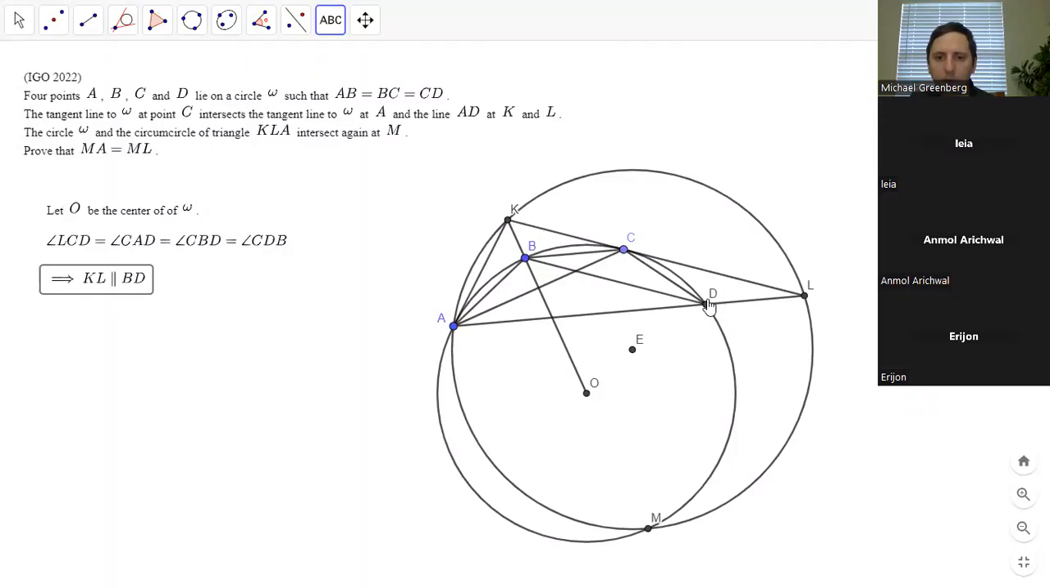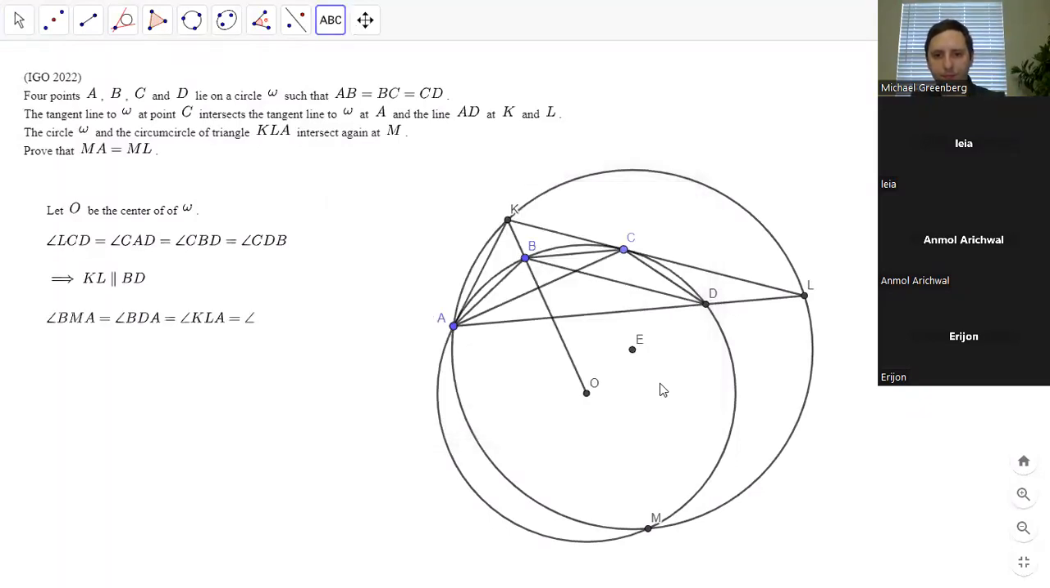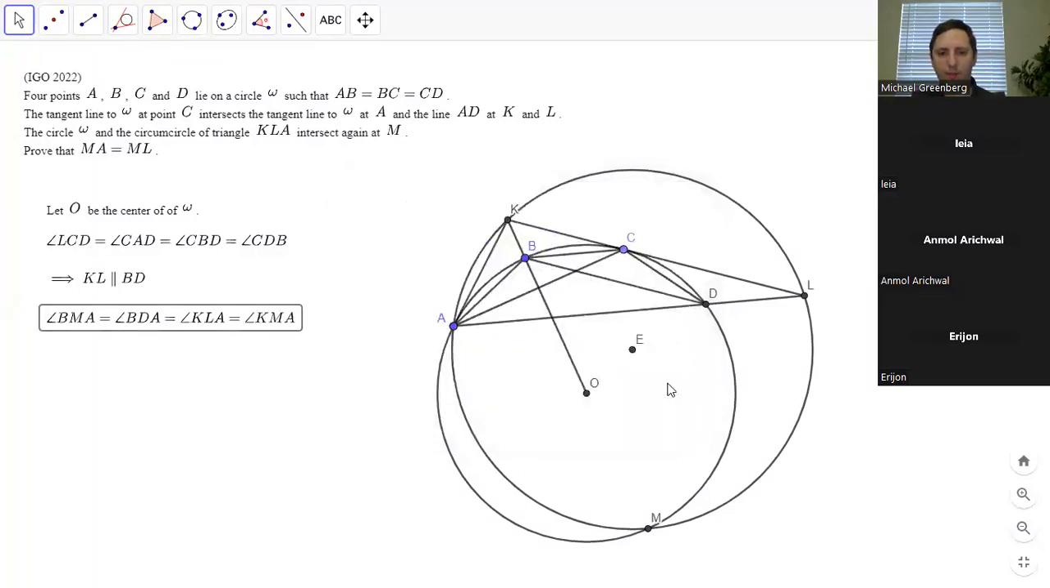BDA is BMA. Angle BDA is BMA and angle KLA is KMA. Since both angles are equal, KBM should be collinear. So BMA is angle BDA, which is angle KLA, which is angle KMA. And this means that KB and M are collinear.